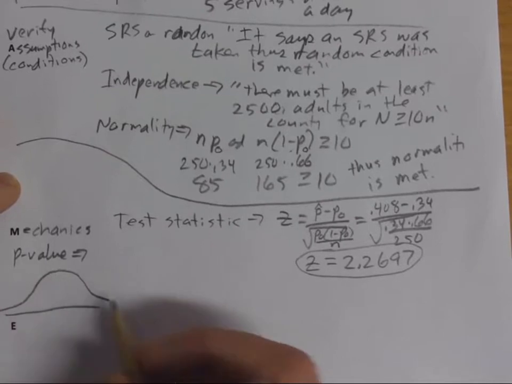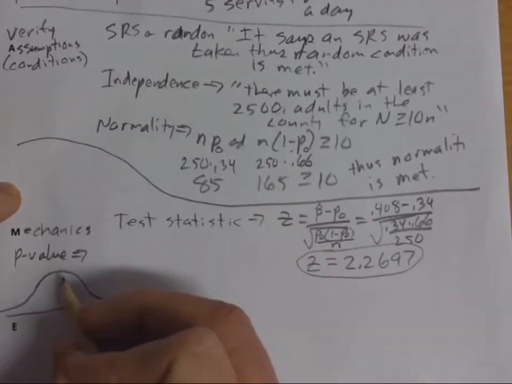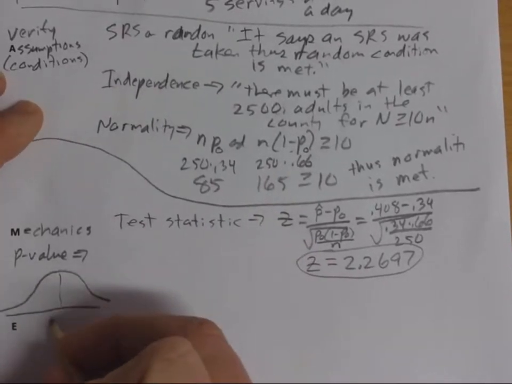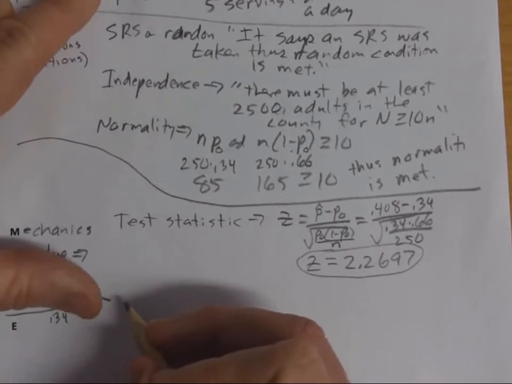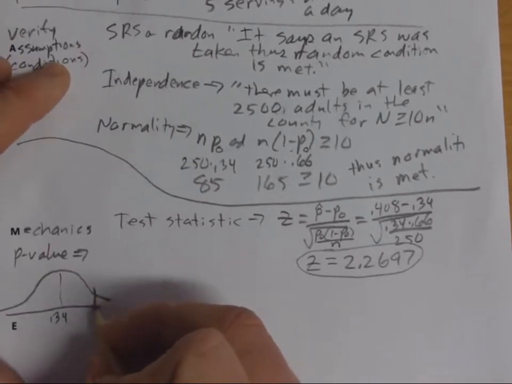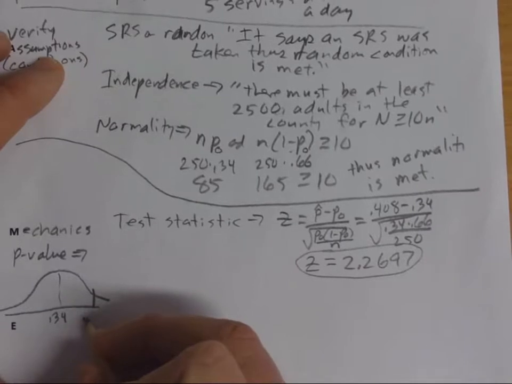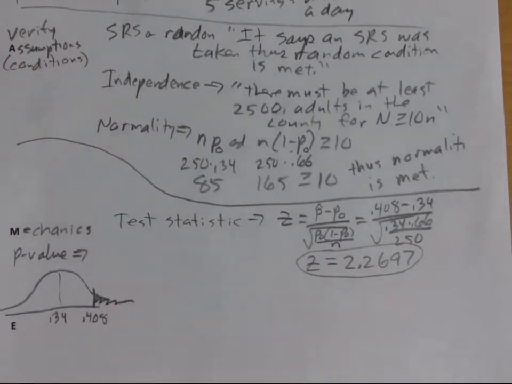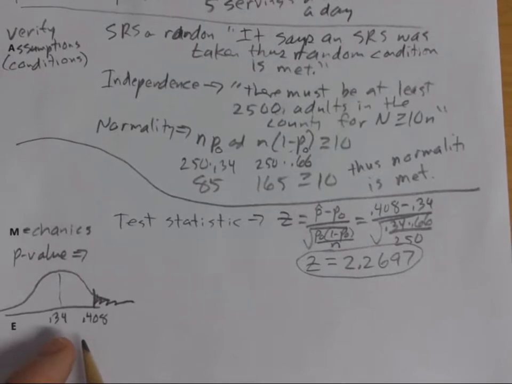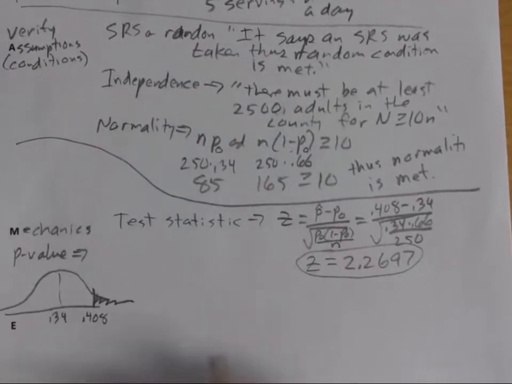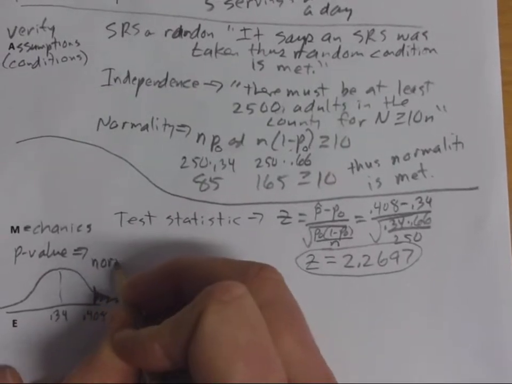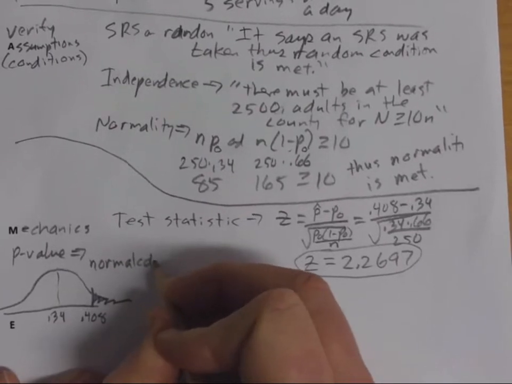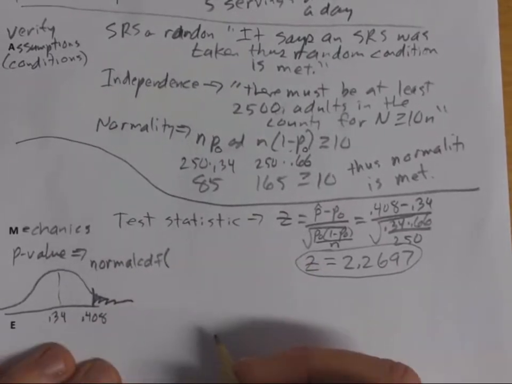All right, we have a normal curve for our sampling distribution. It's centered at 0.34. Assuming the null is true, what's the probability we're going to get a sample value of 0.408 or more just by chance? How unusual is this value, assuming that 0.34 is correct? And we'll use normal CDF to follow that. Of course, we could use our tables, but we'll use our calculator here.